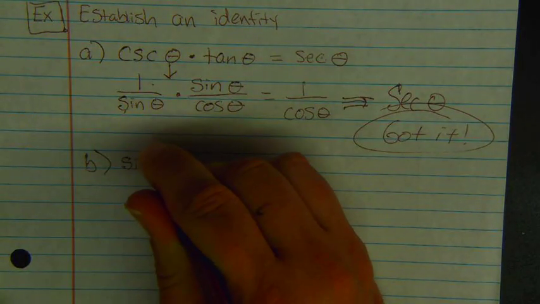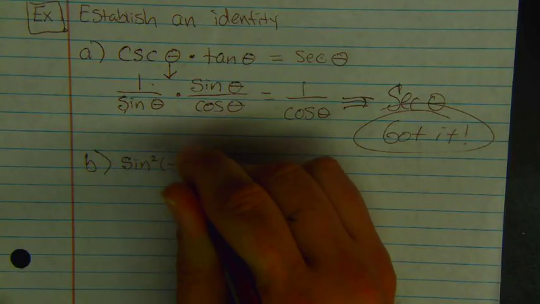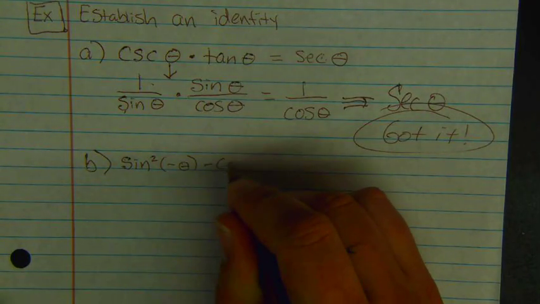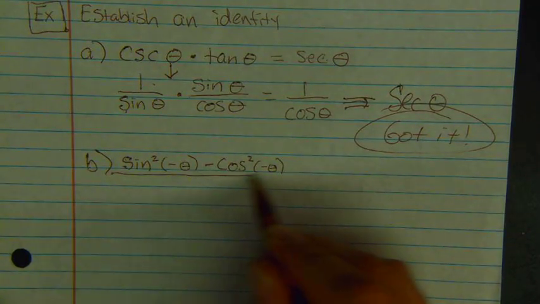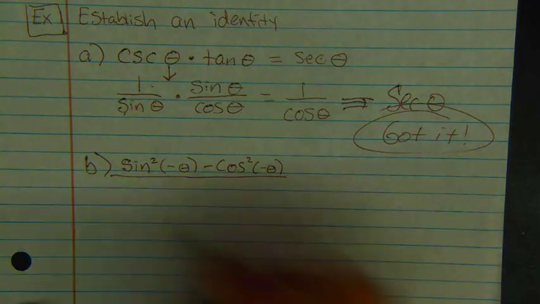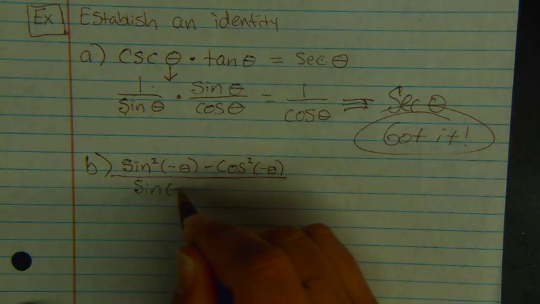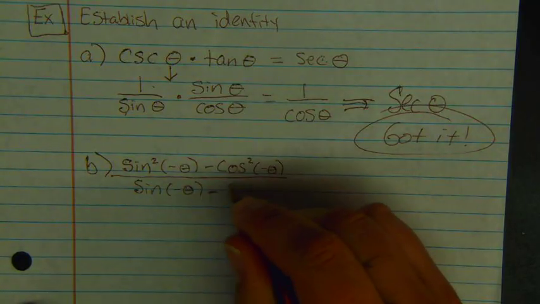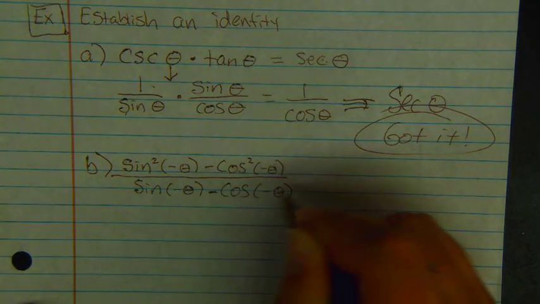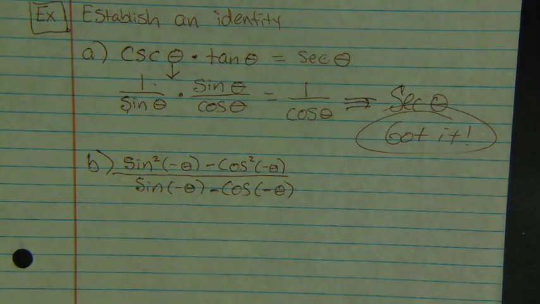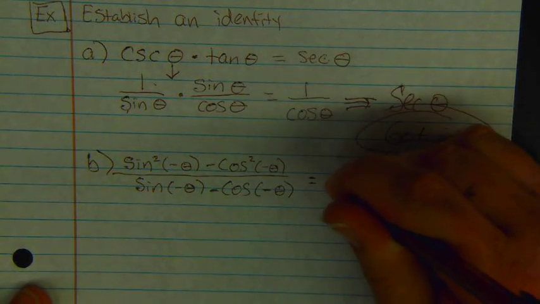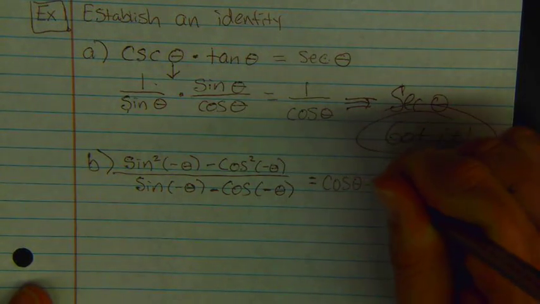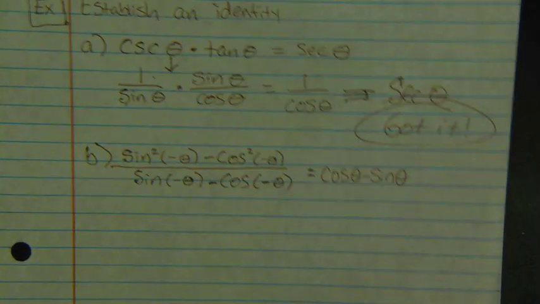Okay, let's try this one. Sine squared negative theta minus cosine squared negative theta over sine negative theta minus cosine negative theta. Okay, that's where we're starting. And we're ending somehow at cosine theta minus sine theta. All right.